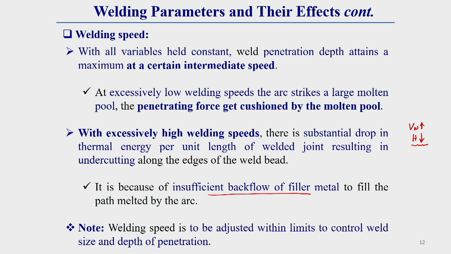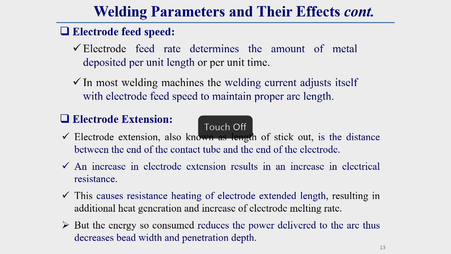So here one thing you keep in mind: welding speed is to be adjusted within limits to control weld size and depth of penetration. Now, we will see the effect of electrode feed speed, then we will go to the effect of electrode extension, and finally, we will discuss the effect of electrode diameter.